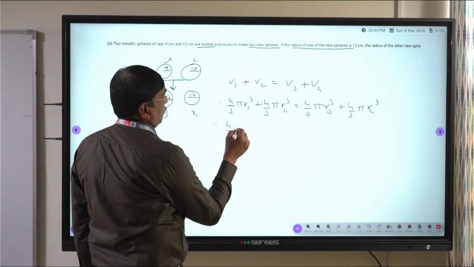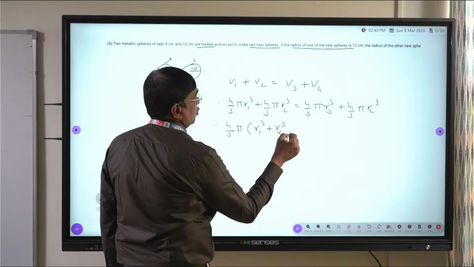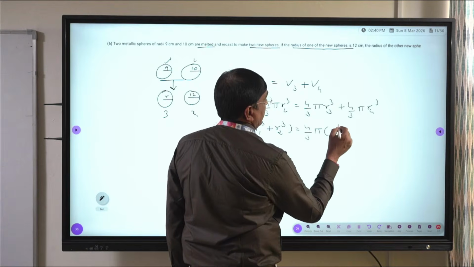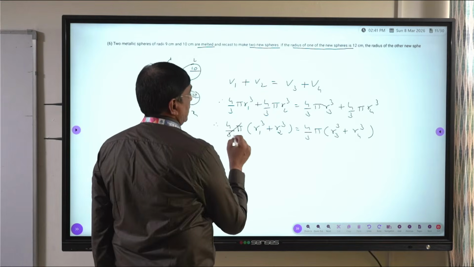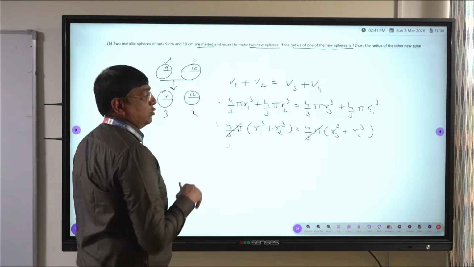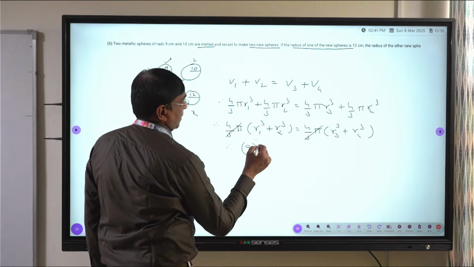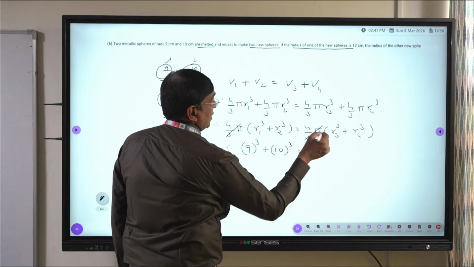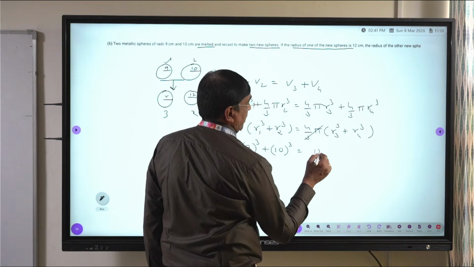From both the sides, 4 by 3 pi common. So r1 cube plus r2 cube. Right hand side also 4 by 3 pi common, r3 cube, r4 cube. From both the sides 4 by 3 pi cut. So now substitute the values. We have 3 radii. One is 9 cube, second 10 cube, third 12 cube, और fourth से find करना है.